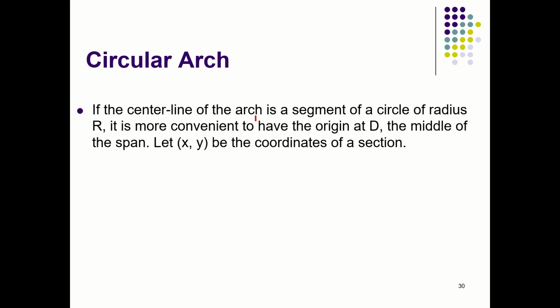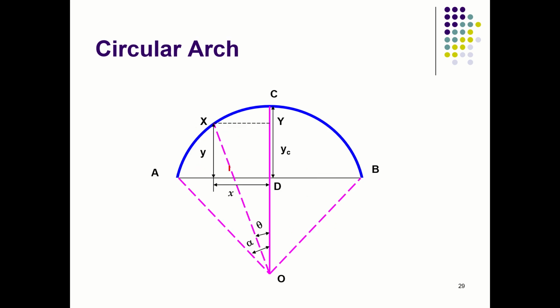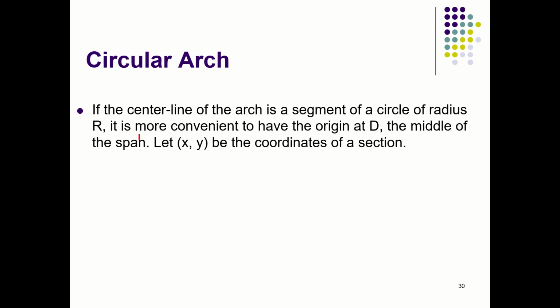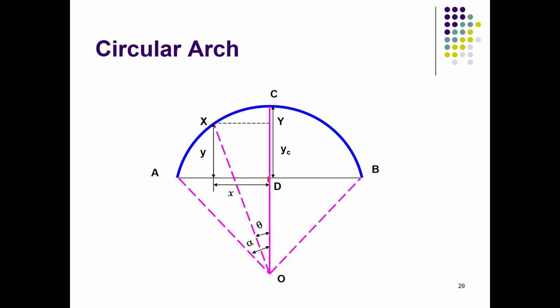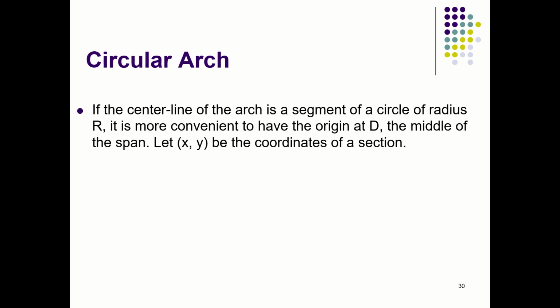If the center line of the arch is a segment of a circle of radius r, here they haven't represented radius r. However, if this is an arch and the radius is constant r, it is more convenient to have the origin at D. So the origin will be at D. This is the radius and it is constant throughout. For example, the distance from this point to this point will be equal to the distance from this point to this point, right? If it is a circular arch, at the middle of this span.